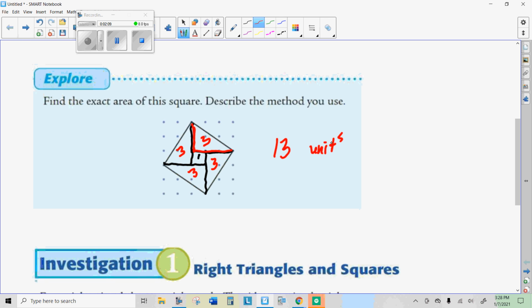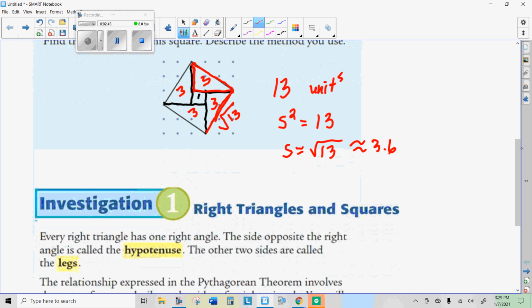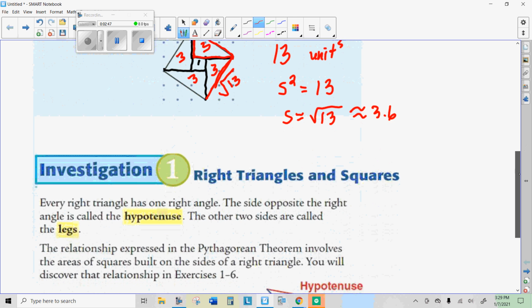And so now that we know the area of that square, we could actually find the side length of the square. Remember that the side times the side of a square equals the area, so s squared equals 13. We're going to undo that using the square root. S equals the square root of 13, which is about, I think it's about 3.6. You can check me on that, but it's exactly the square root of 13. All right. So that kind of process we're going to need today to help us discover Pythagorean's theorem.